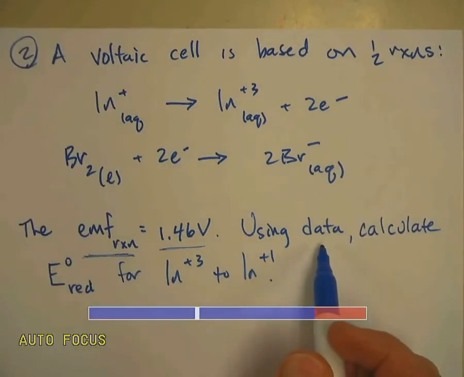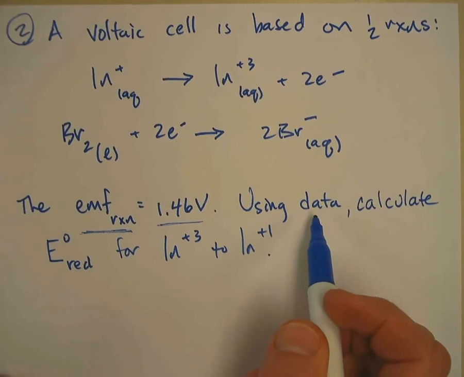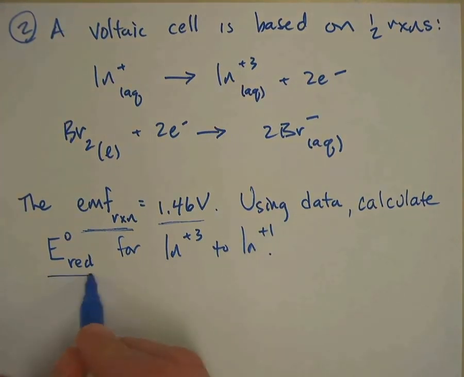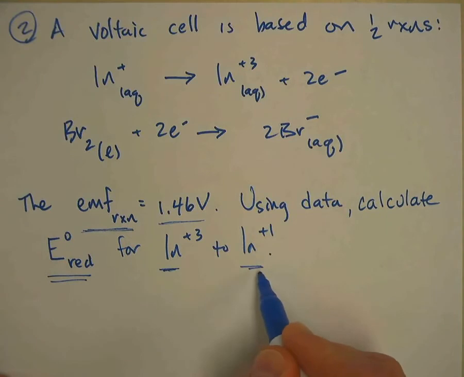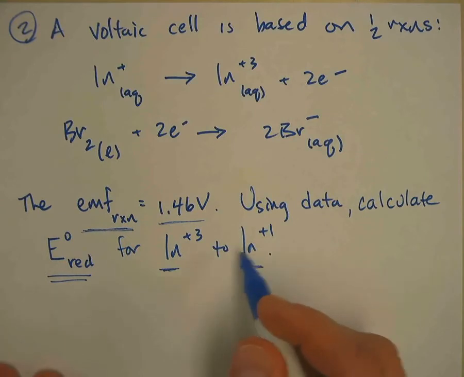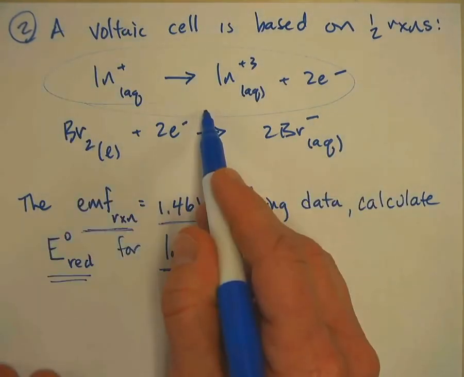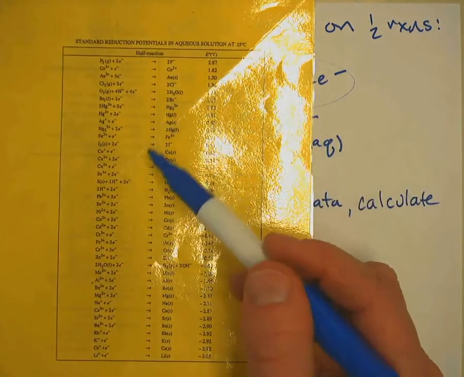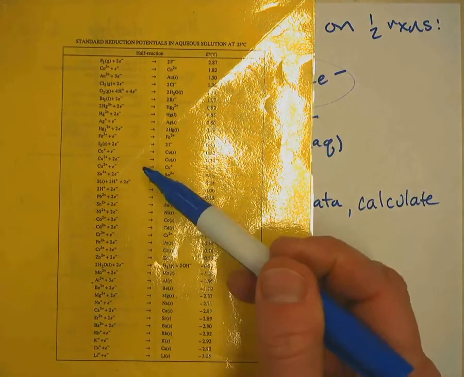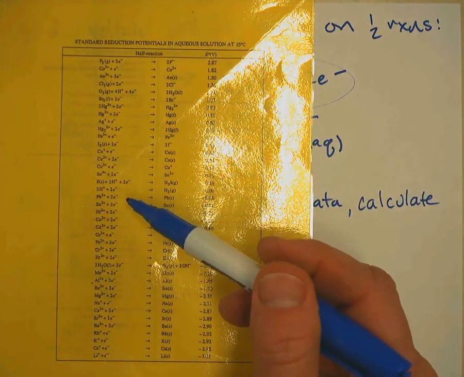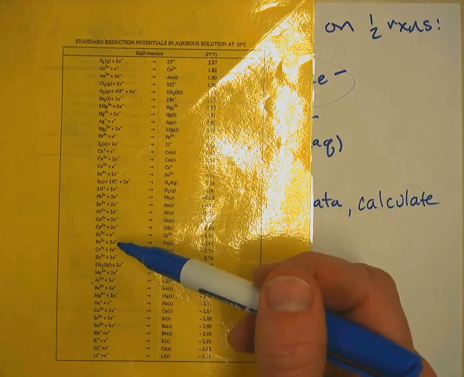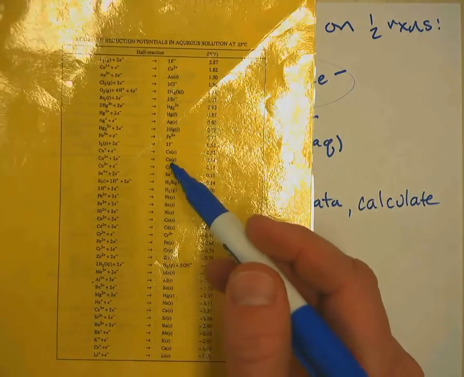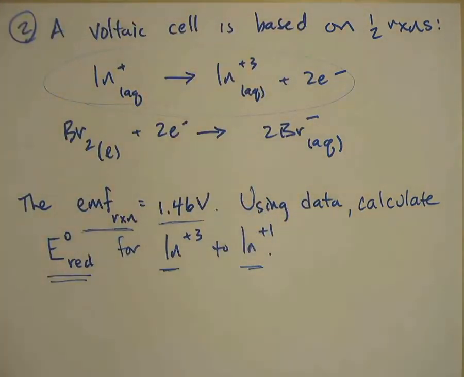Using data, probably from the yellow periodic table, calculate the standard reduction potential for indium plus 3 to indium plus 1. And you say, that's kind of crazy, because can't I just look this up on the periodic table, or can't I just look it up on some table? Maybe you could. It's not given on this list. Indium's not on here. And I don't think it's even in the back of the book. So you could Google it, but you don't get Google on the AP exam. And so they want you to solve for that.